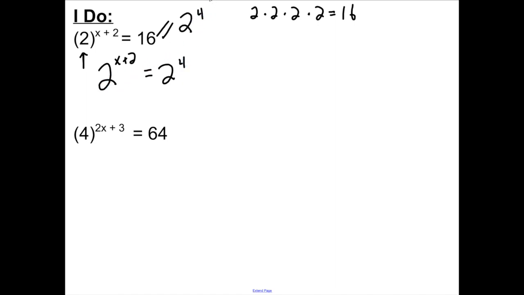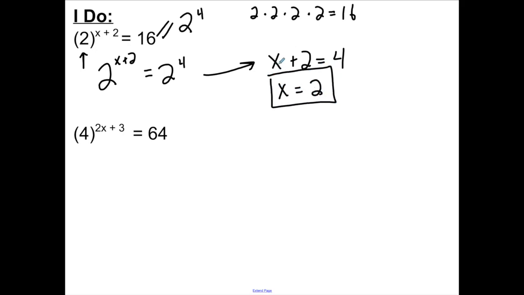But now, because both bases are 2, and these things are equal to each other, the exponents must also be equal because of the one-to-one property.